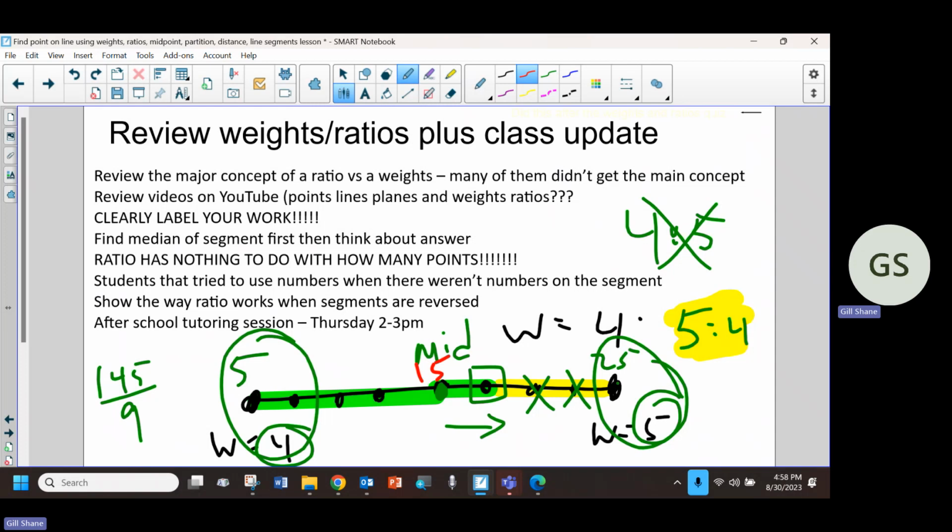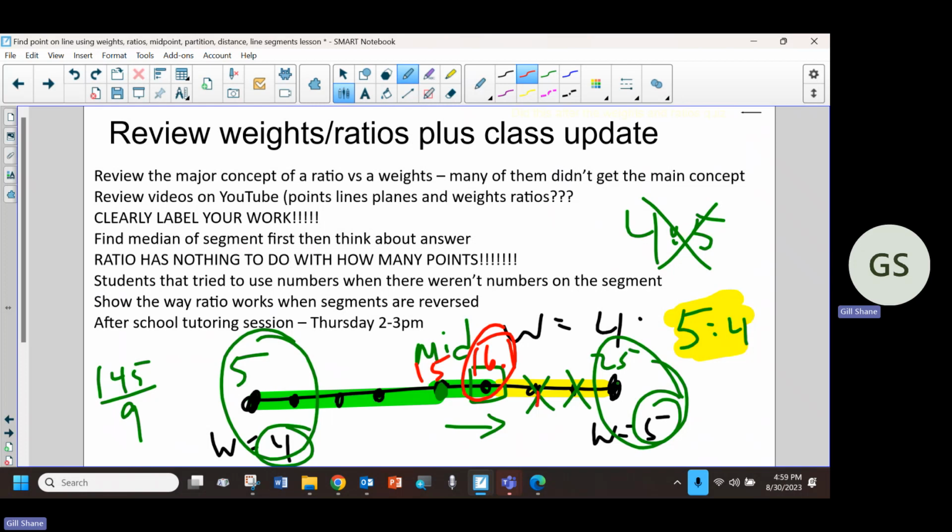So if I do the math, 9 goes into 14 once, goes into 55 6 times, it looks like. So 16.1 or something like that, I believe. So 16.1 would make sense to be that point right there.